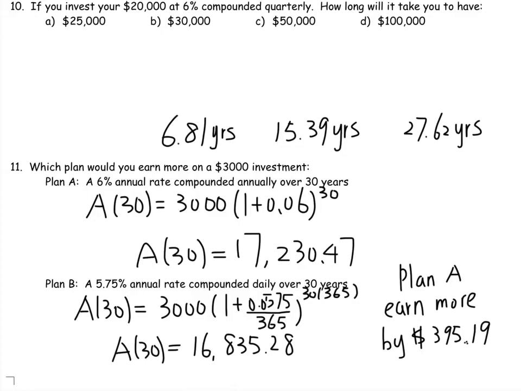And then correspondingly, your exponent would have to be multiplied by 365. And then the calculation turns out to be 16,835.28. So plan A would earn you more by 395.19. Make sure you try this on your calculators. You will need this to take on the chapter test.